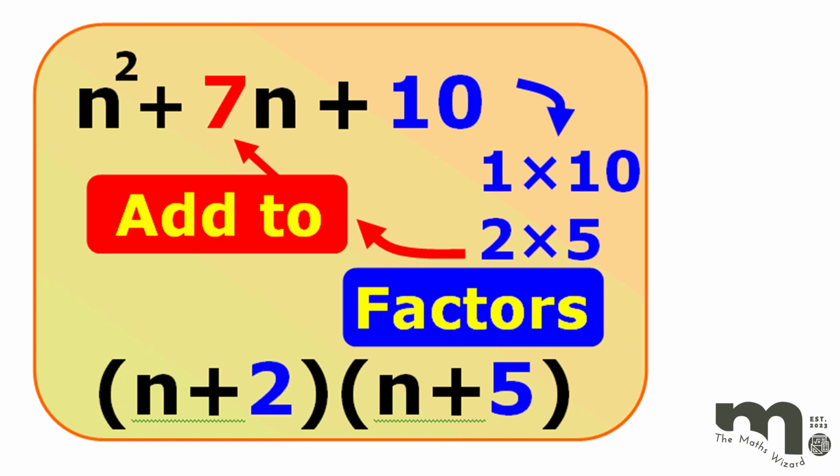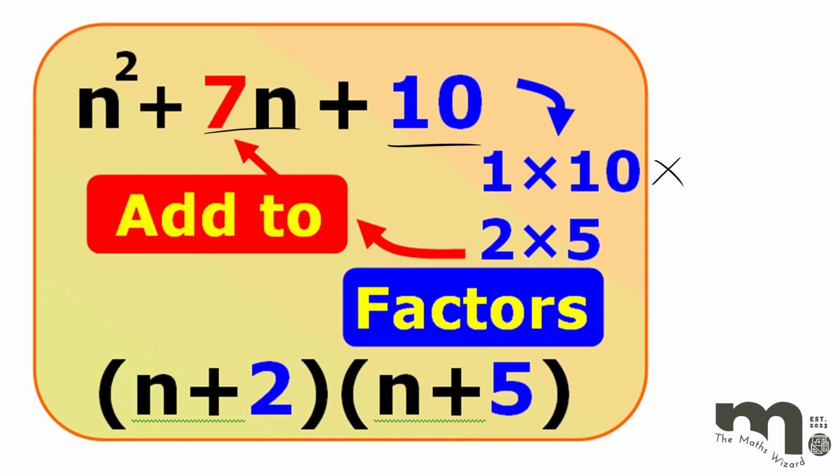And the way to work out what's in your brackets is like this. If you look at the number on the end, you need to find two numbers that multiply to give you that number, and the same two numbers must add to make your number that's in the middle of this expression. So if we look at 10 on the end here, well, 1 times 10 is 10, but 1 add 10 gives you 11, so it would have to say 11n in the middle. So we know it can't be that one. But 2 times 5 gives us 10, and 2 add 5 gives us 7. So our brackets are going to be n add 2 and then n add 5.